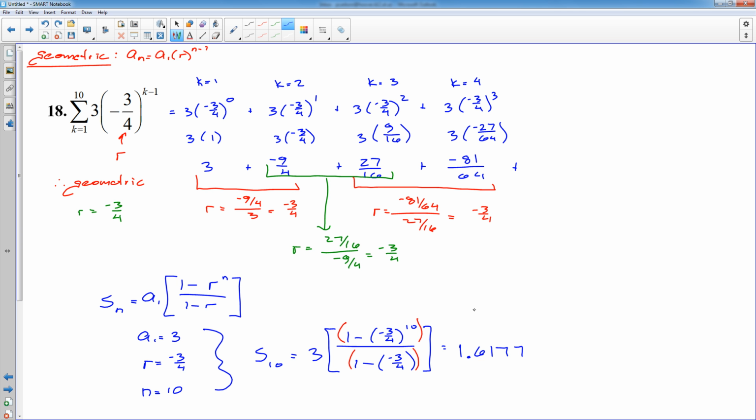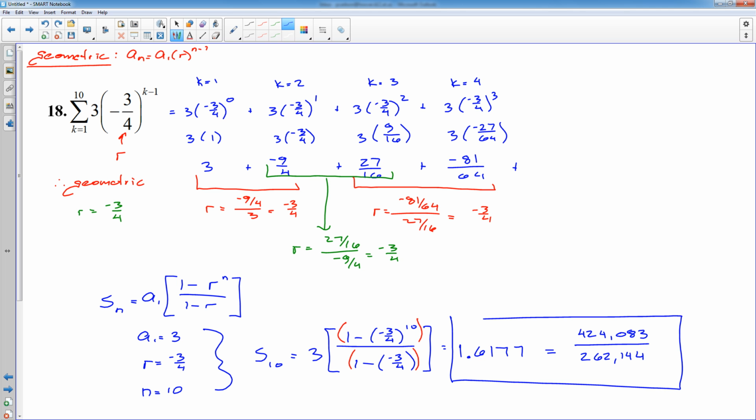If you have a TI-89, I punched in a TI-89 and an 84. The TI-89 will give you the fraction answer, which is, it's so ugly. It's 424,083 as your numerator over 262,144. Your 84s, I have an 84 also, and I punched in and was unable to convert the decimal answer to a fraction. So I would accept either one of those two. But that is the sum of the first 10 terms of this sequence.